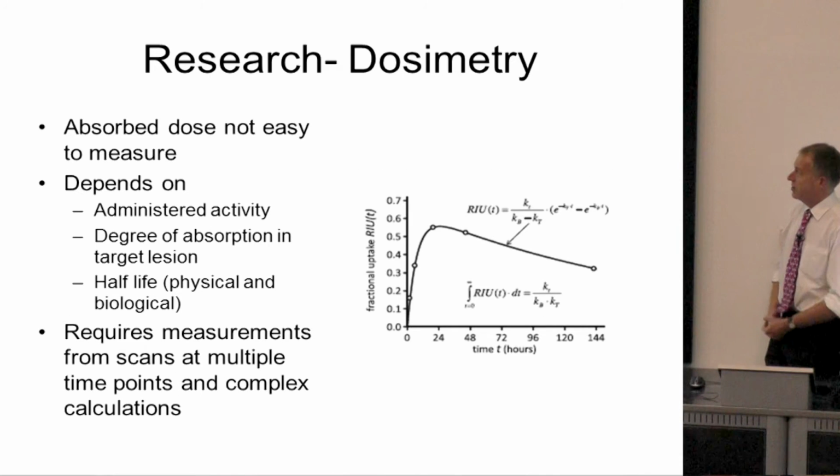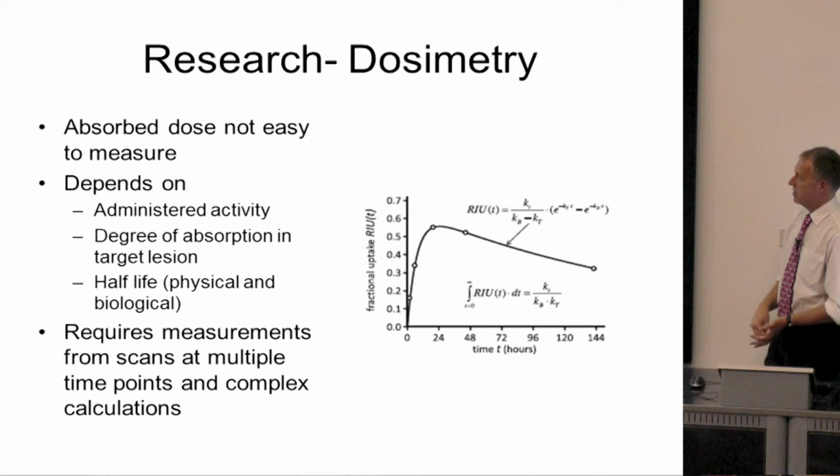The problem is that dosimetry in these situations is much more complicated than it is with an external beam treatment where you switch the treatment on for a defined length of time and you know exactly what's being delivered where. So there are a lot of factors that you have to take into account, and you end up with these complicated equations which I wouldn't pretend to understand.